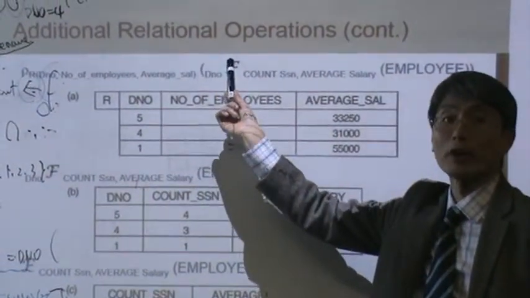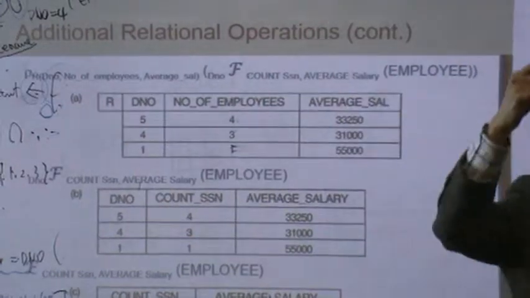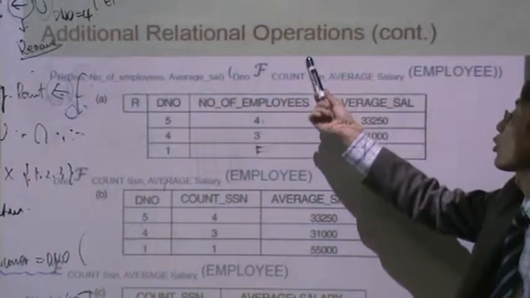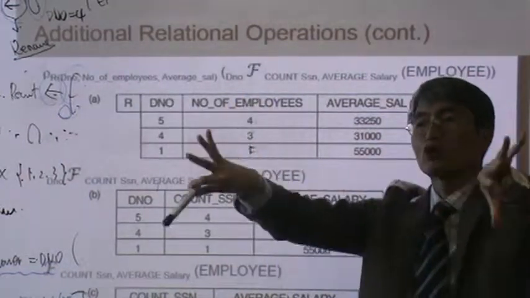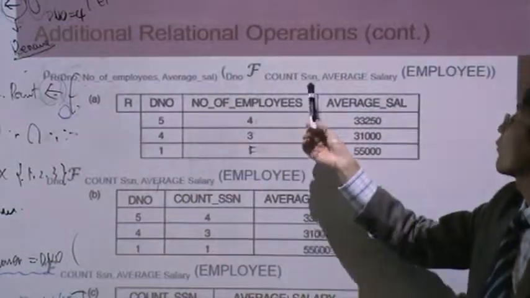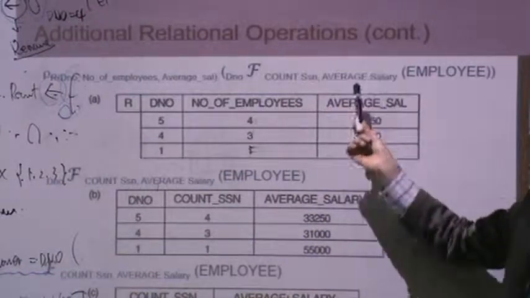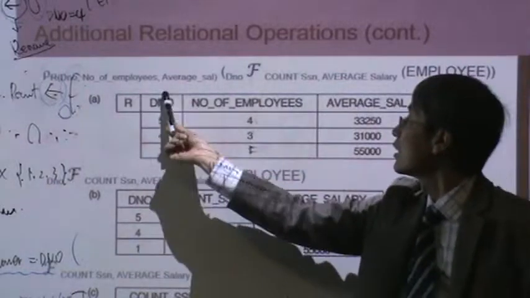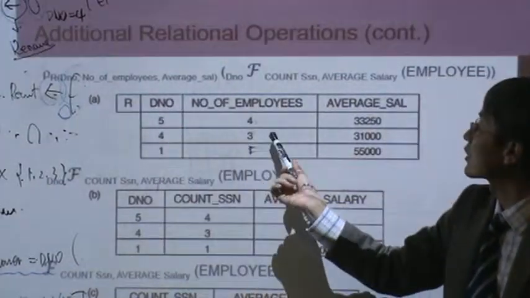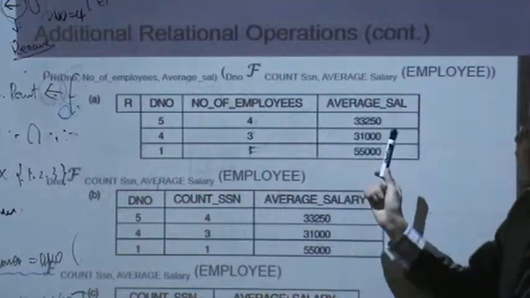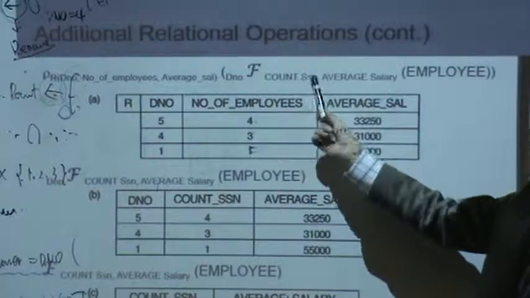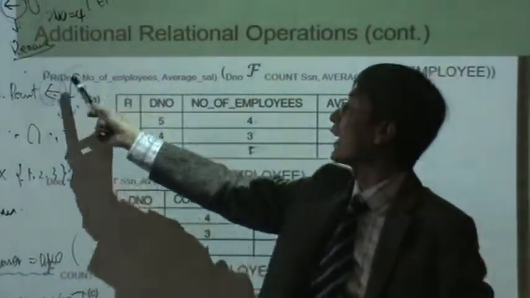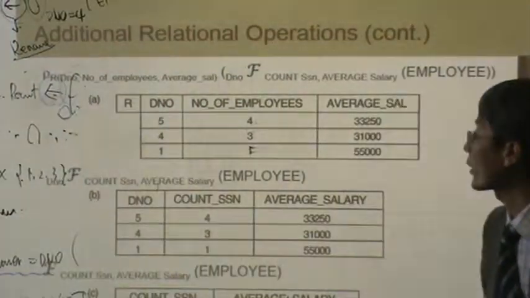Department number. Okay, so physically when you operate this operation, first you need to do grouping by the DNO. For each group, calculate this one. Then the output of this one is the grouping factor plus count and average. At that time, if you cannot understand the meaning of the aggregate function, you can rename. At that time, you can use the rename operation.